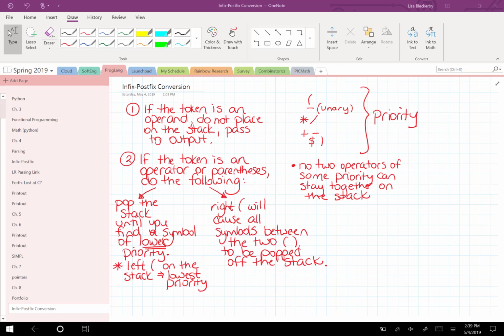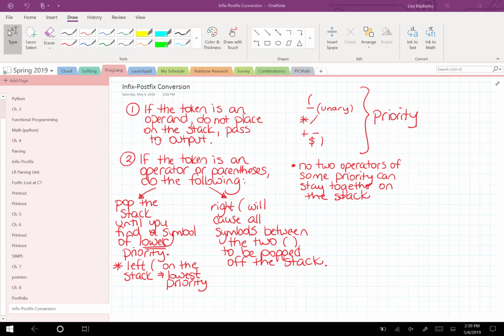And please note that no two operators of the same priority can stay together on the stack, so we'll have to keep that in mind on our example. So the first rule is if the token is an operand, do not place it on the stack. We're going to pass it directly to the output. But if the token is an operator or parentheses, we have to do one of the following.